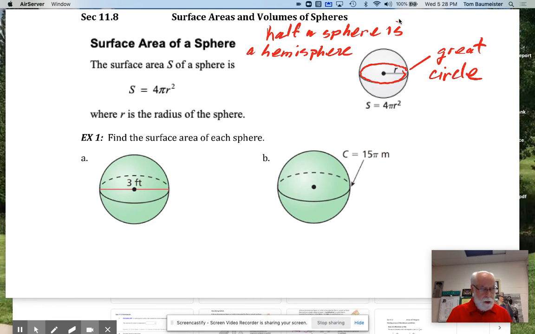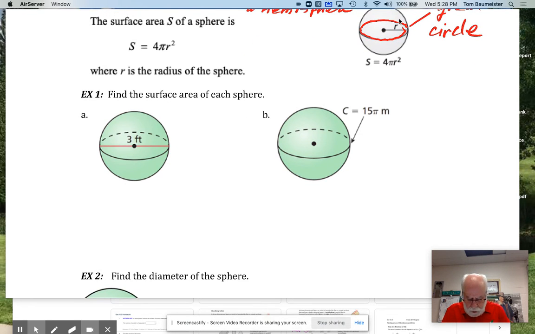So on example 1 here, it says find the surface area of each sphere. In the first one, we have a diameter. So remember, r then would equal half of that. So you can either call it 3/2 or 1.5. Now I'm going to leave it at 3/2 here, because sometimes it works nice. So S is equal to 4 pi r squared.